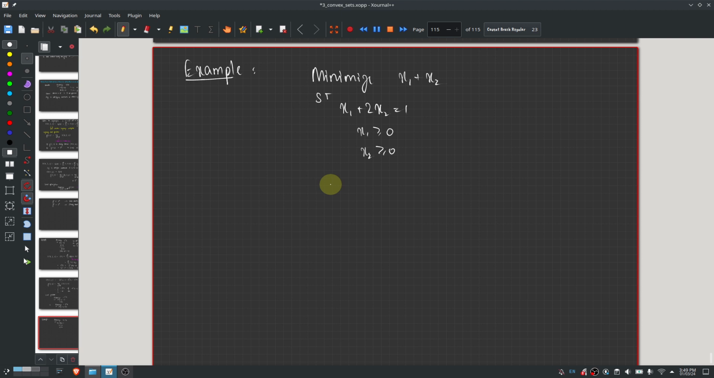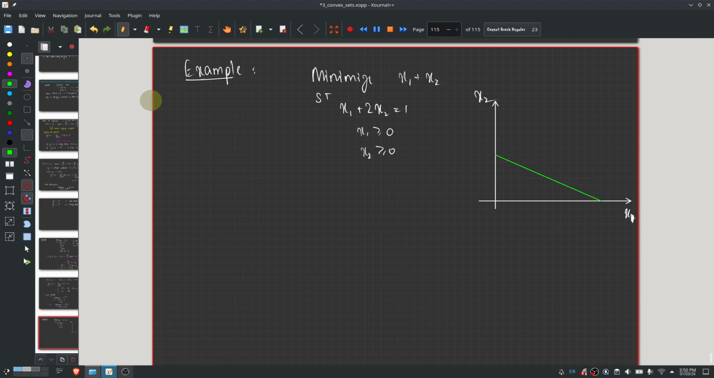This is a nice simple example that we can try to solve geometrically. There are different ways you can try to solve this analytically, but it's also pretty easy to look at this geometrically. So what does the constraint set look like? x1 should be greater than or equal to 0 and x2 should be greater than or equal to 0. We say this is x1, this is x2, so it should lie in the first quadrant. And x1 plus 2x2 should be equal to 1, so basically it should lie on the following line.